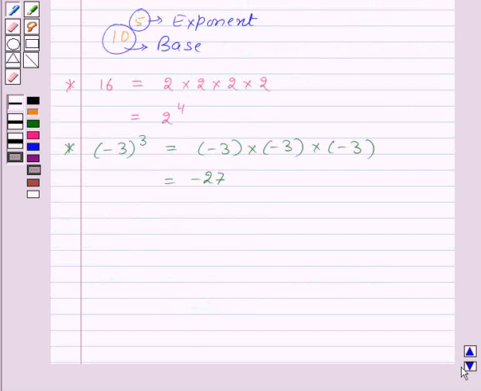Now, some powers are given special names. Suppose we have an integer a, then a raised to the power 2 will be read as a squared, and a raised to the power 3 will be read as a cubed.